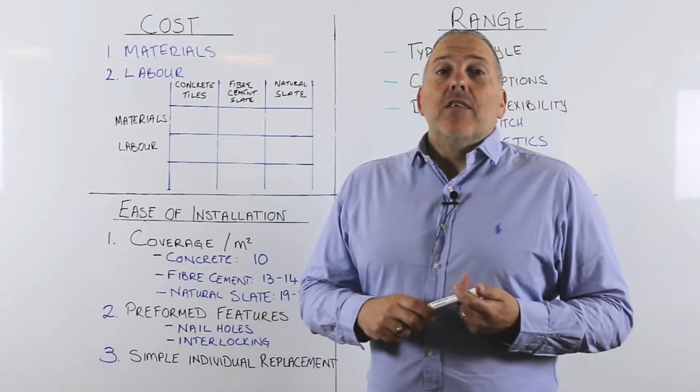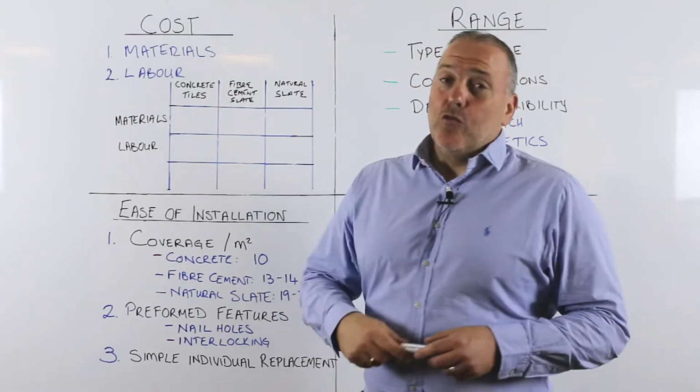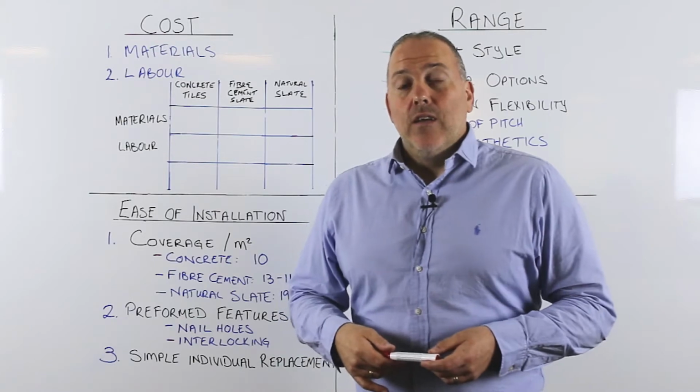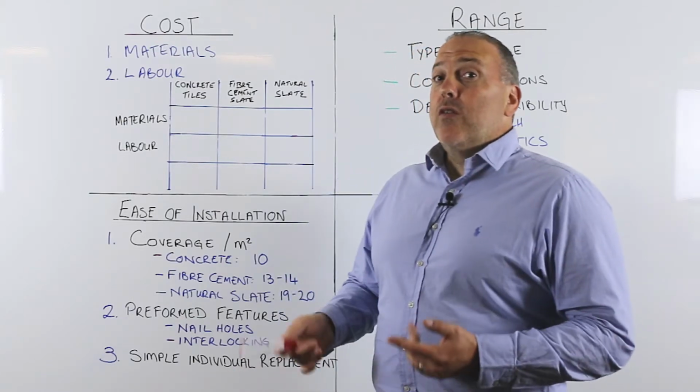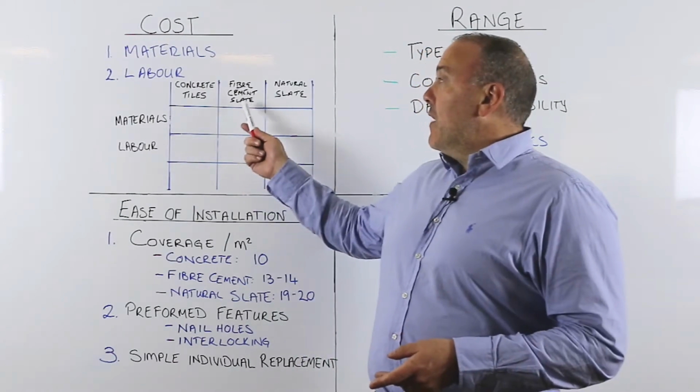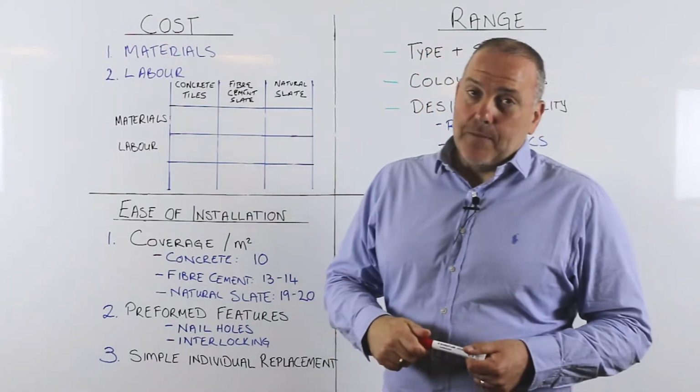One of the main reasons is cost. There's massive savings to be made by choosing a concrete roofing tile compared to some of the other roofing alternatives. For this example, we'll be looking at fibre cement slate and natural slate.